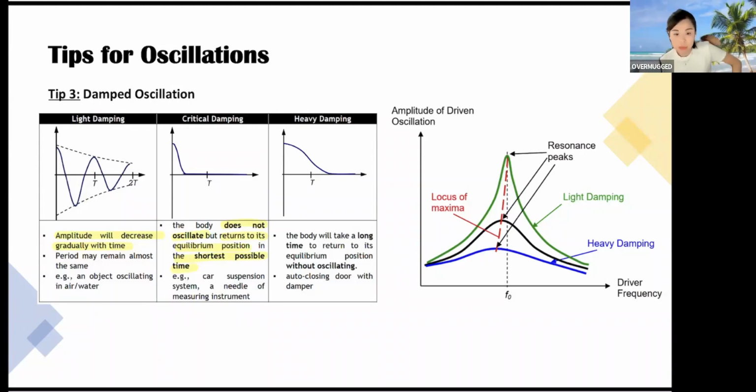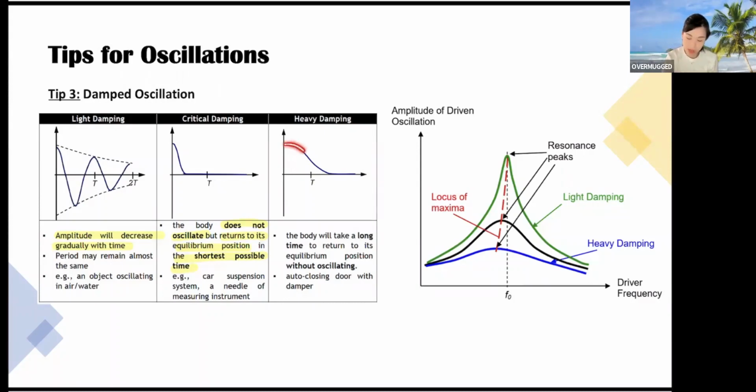Another example is the car suspension system, because imagine you're in a car whereby the damping is not critical. What happens is when the car goes over a hump, you start to oscillate up and down, up and down. It's going to make you very dizzy. So the car suspension system has critical damping to make sure that the car doesn't oscillate that much, but at the same time returns to the equilibrium position as fast as possible.